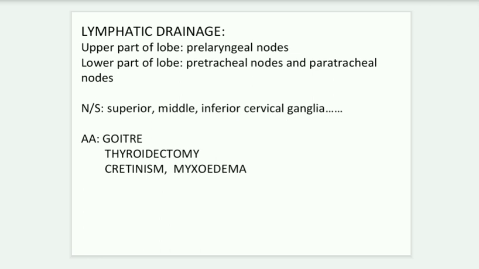Next, your lymphatic drainage has two parts, upper part and lower part. The upper part of the lobe drains to prelaryngeal nodes, and the lower part of the lobe drains to tracheal nodes. You can write tracheal nodes, both pretracheal nodes and paratracheal nodes. Then coming to nerve supply, the superior, middle and inferior cervical ganglia supply the thyroid gland.